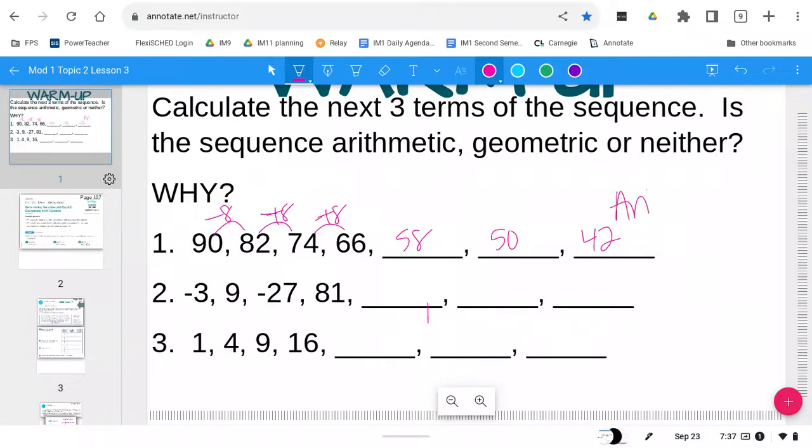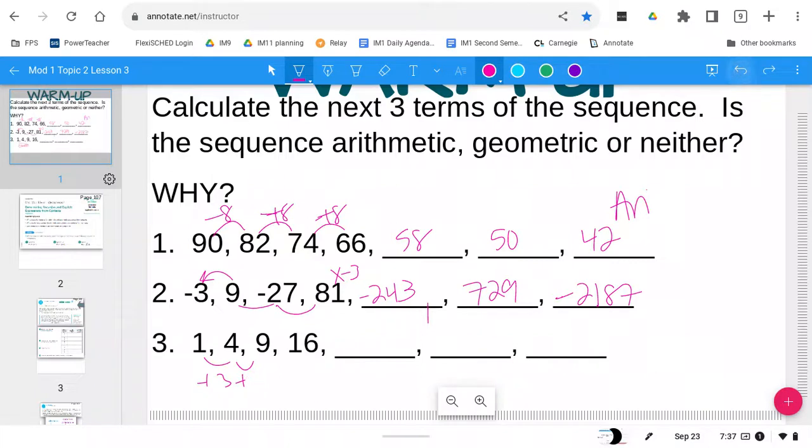Okay, this one, it looks like I can divide backwards. So 9 divided by -3 gets me -3. So that's actually what I multiply by forwards each time. And it looks like it works for every single set because we got to make sure it's the same thing every time. So 81 times -3 gets me -243. Times -3 gets me 729, times -3 gets me -2187.